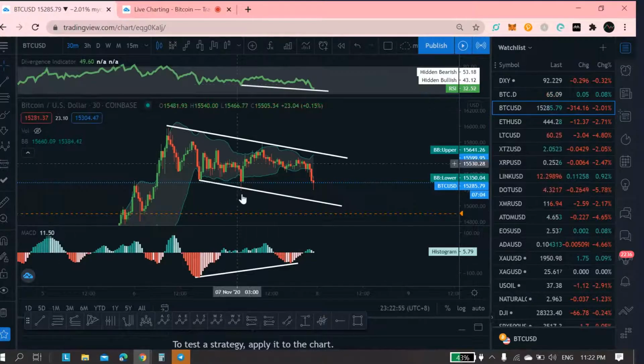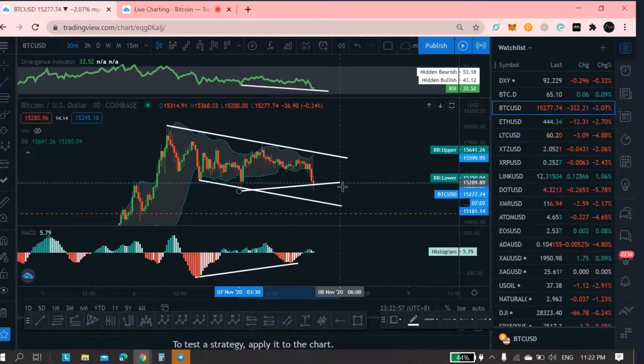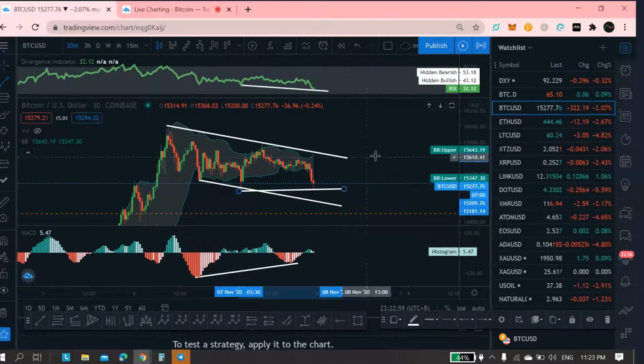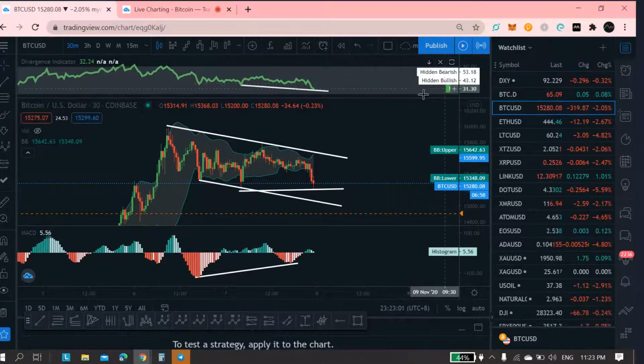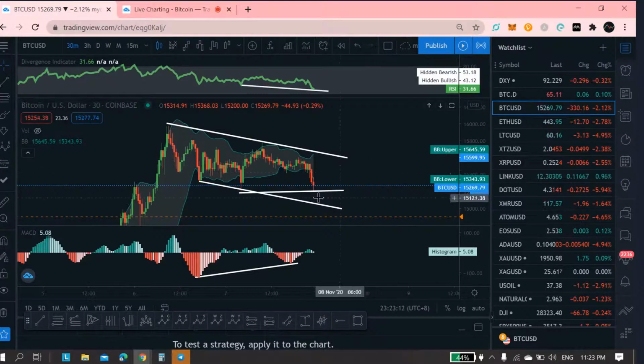And there is a possible hidden bullish divergence, and RSI is already below the hidden bullish. So let's see if that holds. Possibly, if not, it will not hold at this area, possibly this area. However, my alarm is at 15,500.